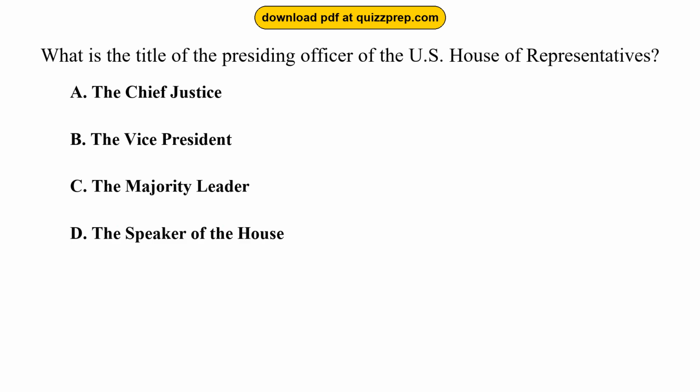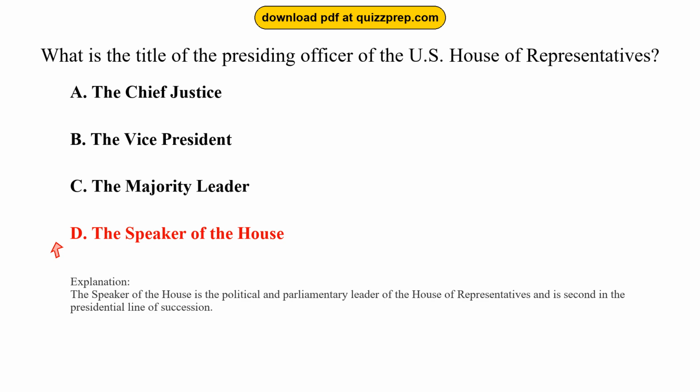Question 87. What is the title of the presiding officer of the U.S. House of Representatives? Option A, the Chief Justice. Option B, the Vice President. Option C, the Majority Leader. Option D, the Speaker of the House. The correct answer is option D, the Speaker of the House. The Speaker of the House is the political and parliamentary leader of the House of Representatives and is second in the presidential line of succession.